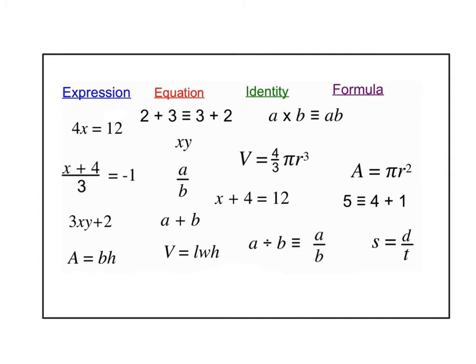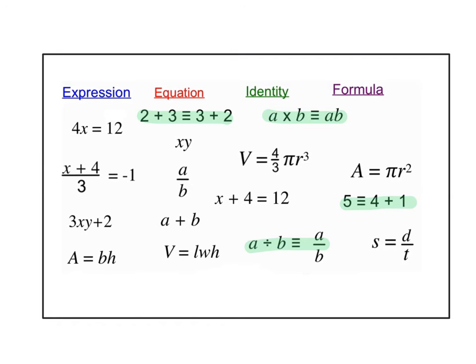So let's have a look and decide whether these are expressions, equations, identities or formulas. Now the easiest one to look for is an identity, so I'm going to start with that one first. So anything that has 3 lines in instead of an equal sign is an identity. So this is an identity. And this one, here, and I think that's all of them. Okay.